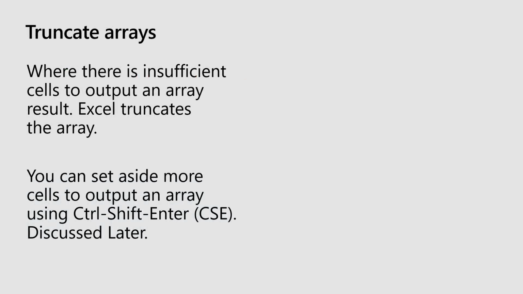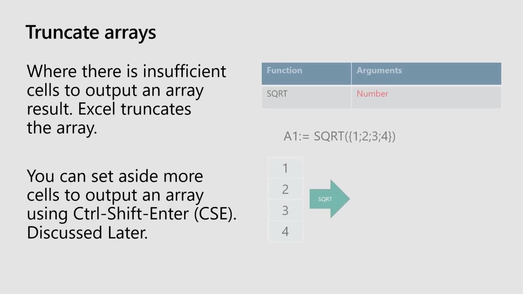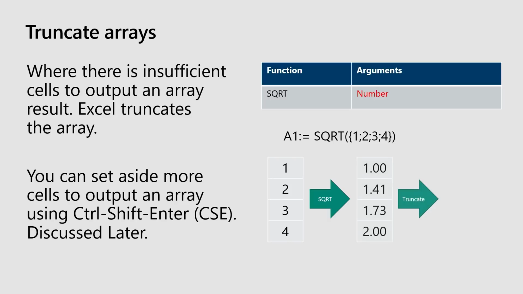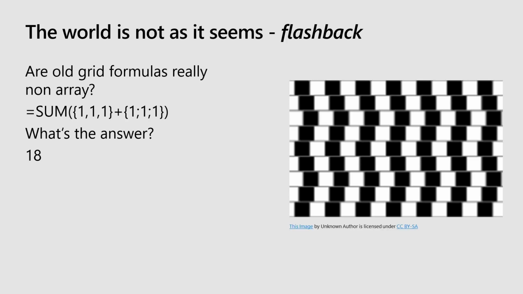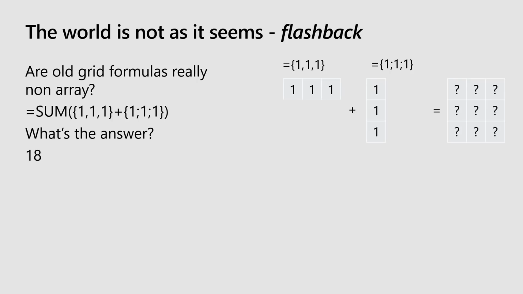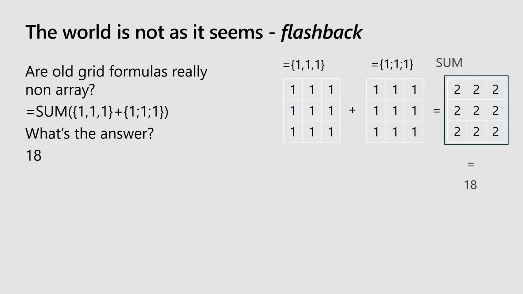And then we have truncating arrays, which exists for CSE arrays, because if you enter it in a single cell, you've only given us enough space for 1 cell, so we're just going to give you 1 value back. Or if you give us 2 cells, we're going to give you 2 values back. So we truncate it. So it's a relatively simple one. Now if we flash back to that sum function, which was returning 18, why was it returning 18? Well, that's because in old Excel, we do broadcast, we add the elements, we sum the elements, got 18. Okay, that's how that worked.